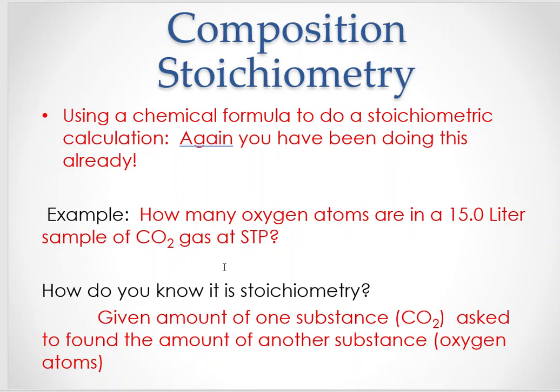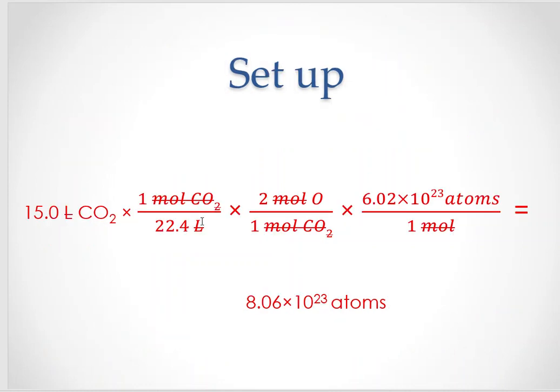So I know it's stoichiometry and not just a normal mole calculation because they're asking for oxygen atoms, but they gave me CO2. So they gave me carbon dioxide, which is one substance. They're asking for oxygen atoms, which is a different substance. So I know it's stoichiometry. I'm given the amount of one thing, I'm asked to find the amount of something else. All right. So this is the setup. This is what you would do.